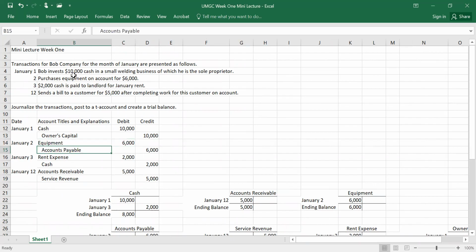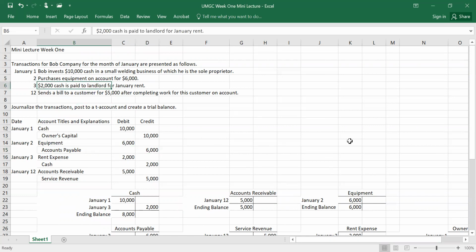Crediting, here it says we didn't purchase this with cash, we purchased it on account, which means it's going to be a liability to us. How do liability accounts increase? Liability accounts increase with the credit. We're going to call this accounts payable. We're crediting it for 6,000.